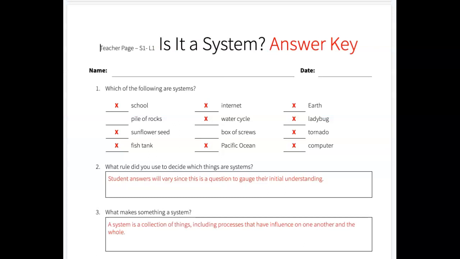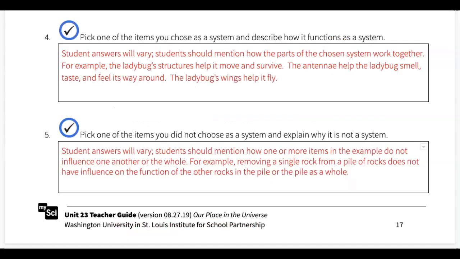Using this definition, students will revisit their initial ideas on the probe, highlighting all those things that are a system as a class. Next, students will pick one of the items they highlighted as a system and describe how it functions. They will also choose something that is not a system and explain why. For example, a school is a system because it is made up of many parts and processes that work together, including teachers, administrators, students, the school building, and buses, to name a few. In contrast, a box of screws is not a system because removing one screw from the box does not affect the function of the other screws.